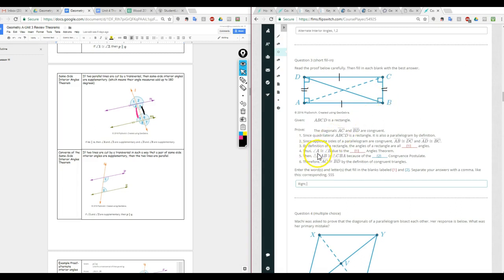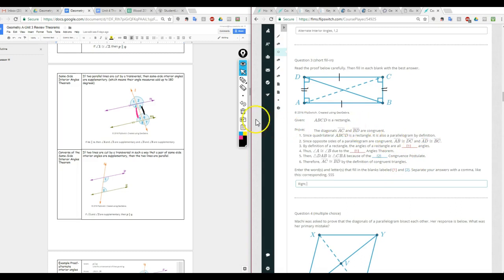Okay, thus angle A is congruent to angle B due to the right angle theorem. All right angles are congruent to each other because they all have a measure of 90 degrees. Then triangle DAB is congruent to triangle CBA because of the blank congruence postulate.